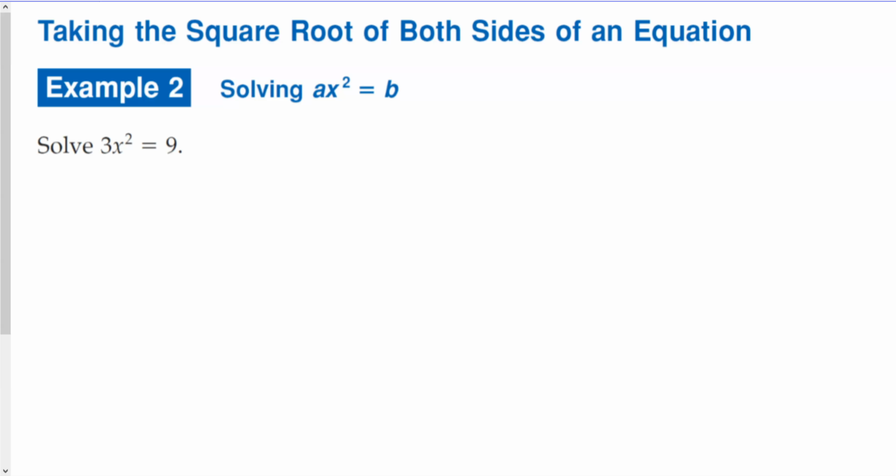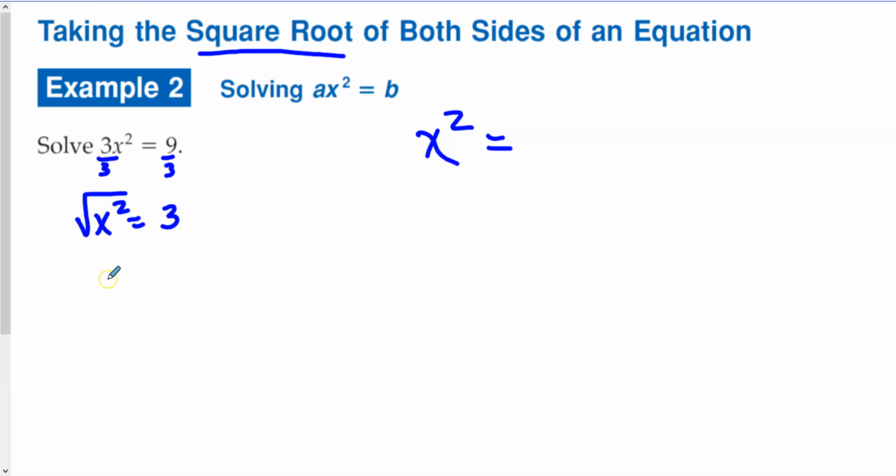Now this one's a little easier than the first method. Using square roots to solve this equation, what you do is you first get the x squared term isolated. So to get this equation to look like this, I'm first going to divide both sides by 3. That gives me x squared equals 9 divided by 3 is 3. And once you get the x squared isolated, to figure out what x is, you take the square root of x squared, and that equals x. And what you do to one side, you do to the other side.